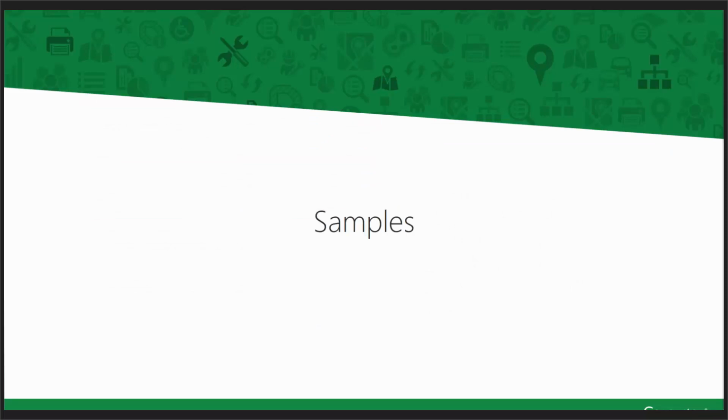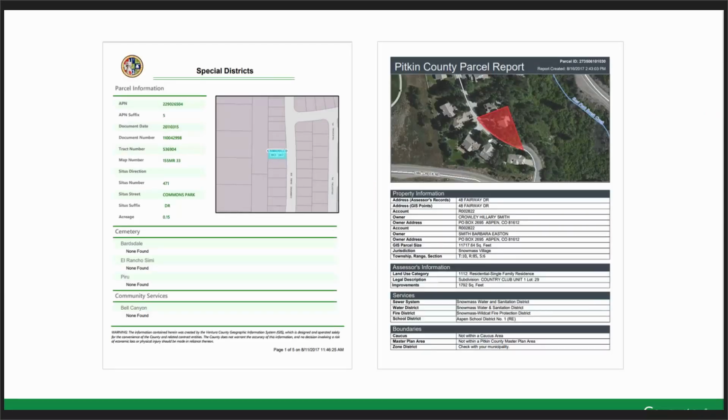In the remaining time, I'm going to show you 6 slides containing some eye-catching samples from a variety of our customers, many of which are publicly accessible sites that you can visit yourself. So on the slide, you see 2 example reports, one taken from the County of Ventura and the other from Pitkin County, both publicly accessible Geocortex Essentials sites.